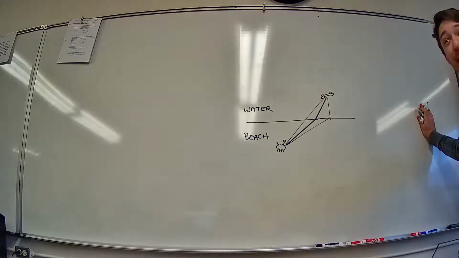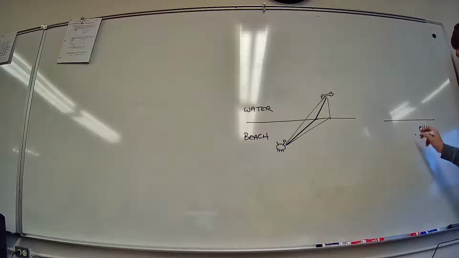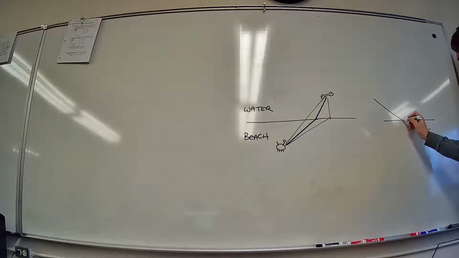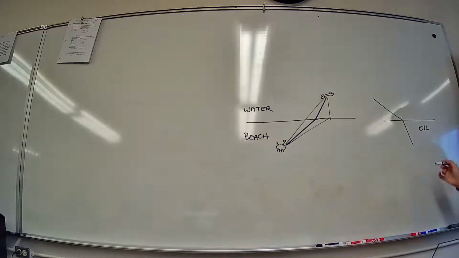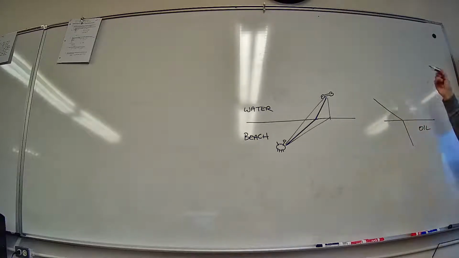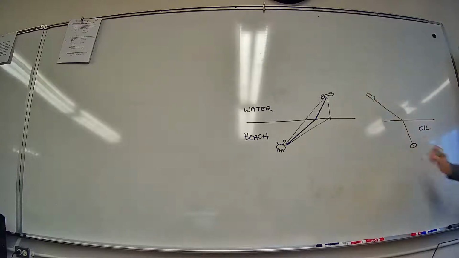And actually, light does the same thing. If you have, say, some oil, and you have a laser, and you shine the laser into it, it'll actually bend. What the light does is, the light, quote unquote, wants to get from the laser pointer to some target. This actually minimizes the amount of time the light takes to get there.